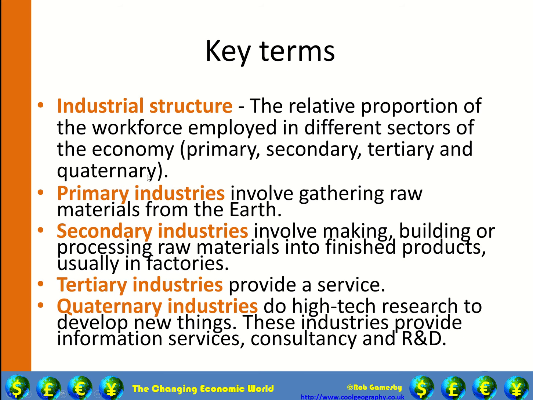what percentage in quaternary. Primary industries involve gathering raw materials from the earth, and the major one in Nigeria will be farming. The major income earner for primary industries from Nigeria will be crude oil. Okay, secondary industries involves making, building or processing those raw materials into finished products, usually in factories. So in the terms of crude oil, it will be using a refinery to turn it into things like petrol and diesel and jet fuel and so on.